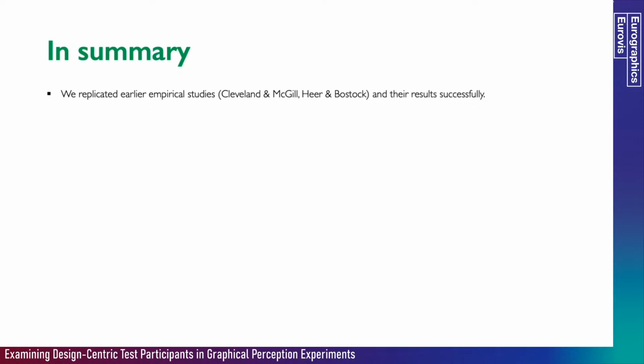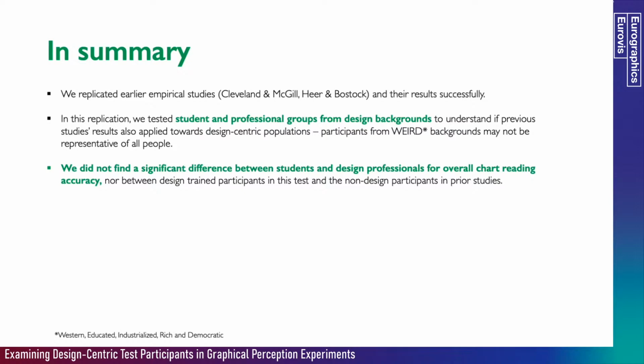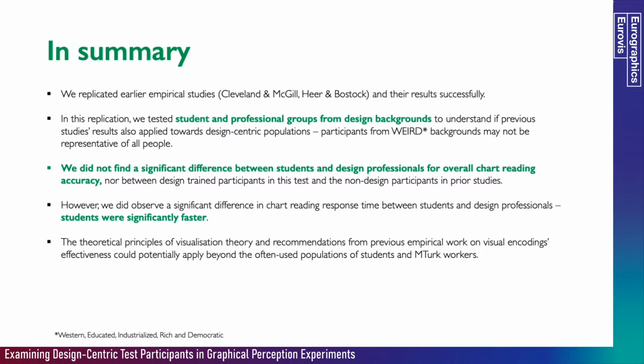In summary, we replicated earlier empirical studies and the results on graphical perception of different visual encodings successfully. We tested 2 different groups, students and professionals in Singapore, to evaluate the effect of participant background on graphical perception. Surprisingly, our findings did not show any significant difference in terms of reading accuracy. However, we do observe a significant difference in response time between the 2 groups, with students being significantly faster.